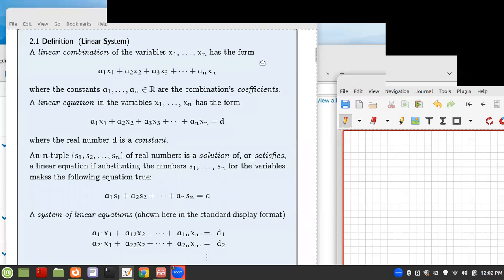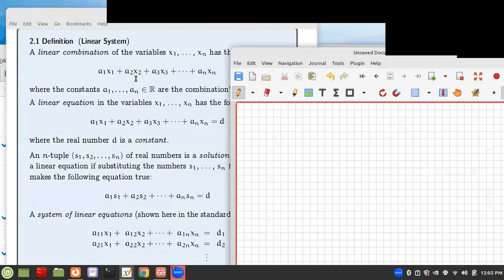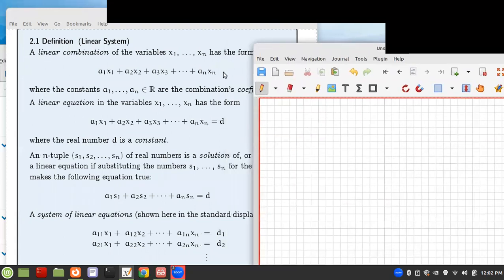Well, it seems complicated, and it looks hard to look at because it is trying to be very general. So you have variables, but you're using subscripts instead of x, y, z. You're using subscripts x1, x2, x3, x4, x5 up to xn. And here's your linear combination, where the a's are the coefficients, and then here's a linear equation where you take the linear combination of any number of variables and set it equal to a constant.